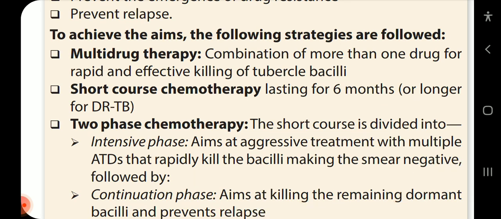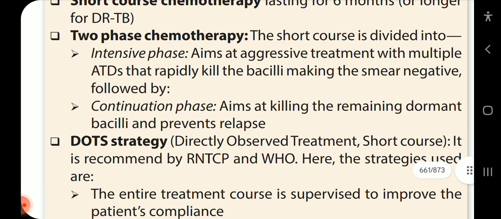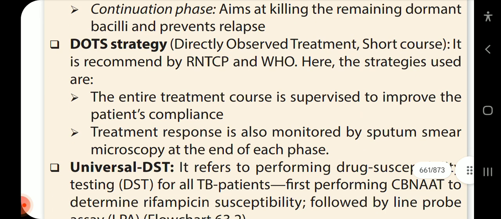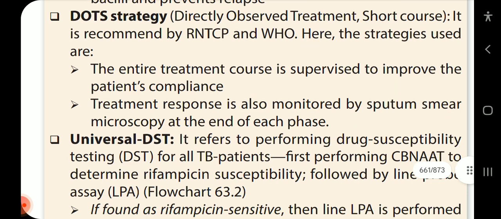Multi-drug therapy, a combination of more than one drug, is used for rapid and effective killing of the tubercle bacilli. Short course chemotherapy lasting for 6 months, or longer for DRTB, is done. Two-phase chemotherapy: the short course is divided into an intensive phase and a continuation phase. Intensive phase aims at aggressive treatment with multiple ATDs that rapidly kill the bacilli, making the smear negative, followed by a continuation phase that aims at killing the remaining dormant bacilli and preventing relapse.